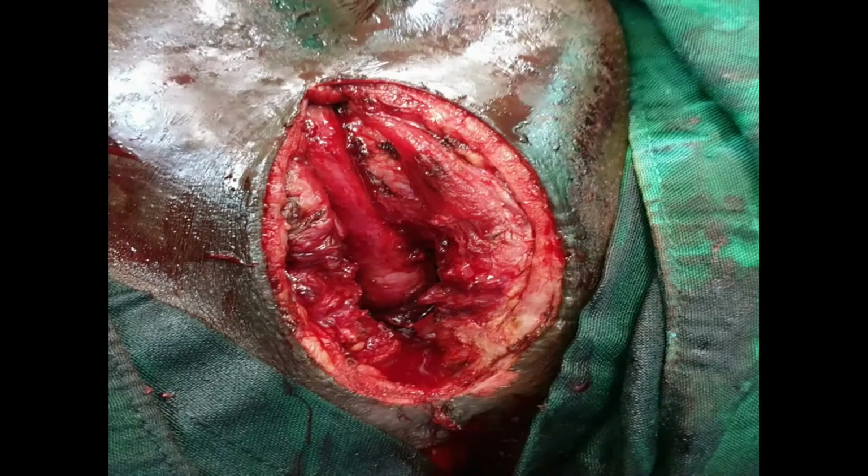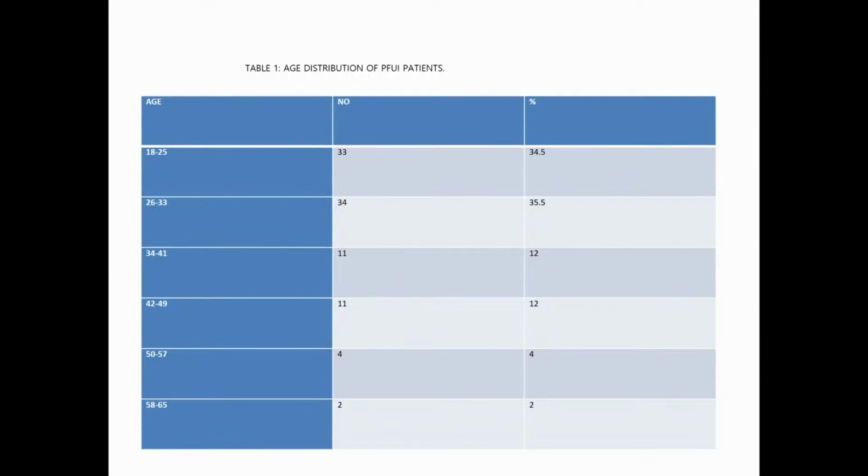And that is a finished product. Then you close with a drain, antibiotics for as long as the catheter is in situ. Okay, these are the results. As you can see, these are young patients. These are young patients from 18 to about 33 years. Those are the majority, 3/4, 18 to 33 years.